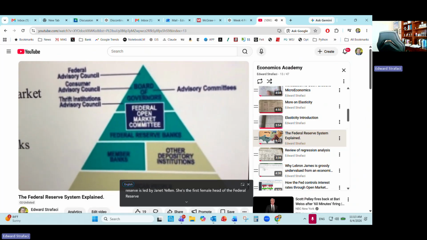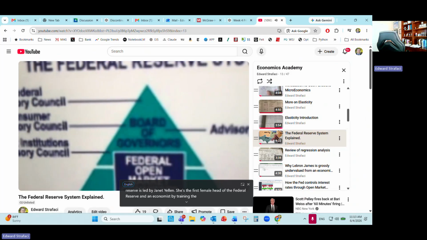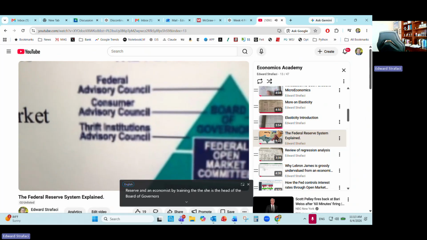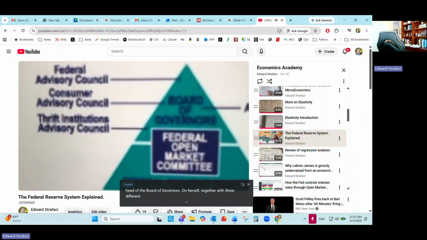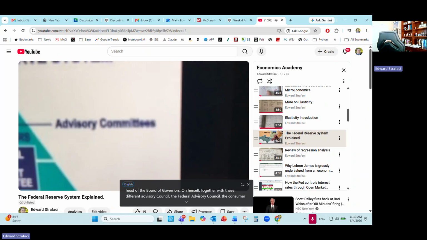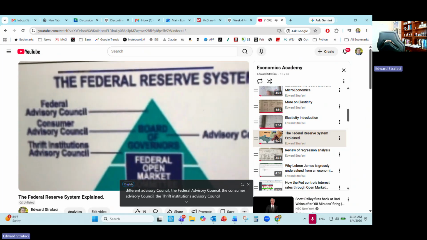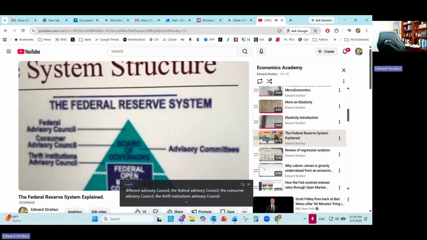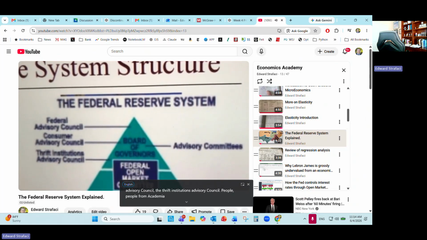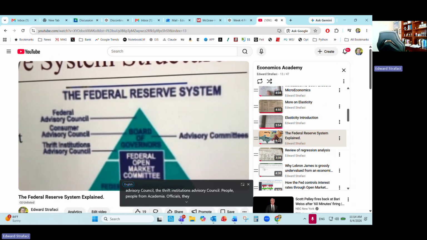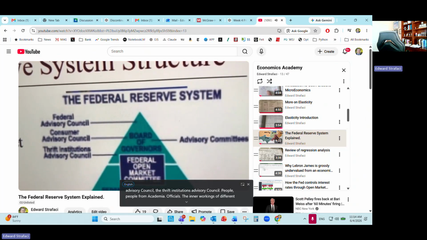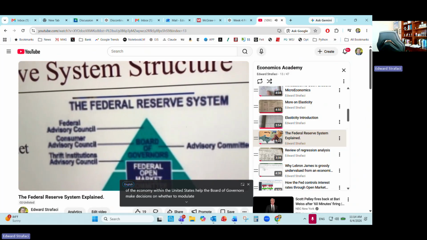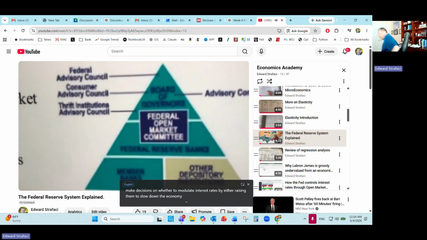She is the head of the Board of Governors, which is 12 regional bankers and herself, together with these different advisory councils: the Federal Advisory Council, the Consumer Advisory Council, the Thrift Institutions Advisory Council, and the advisory committees. They're basically made up of business people, people from academia, and government officials. They weigh in on the inner workings of different parts of the economy within the United States, and help the Board of Governors make decisions on whether to modulate interest rates by either raising them to slow down the economy or lowering them to increase velocity in the economy.